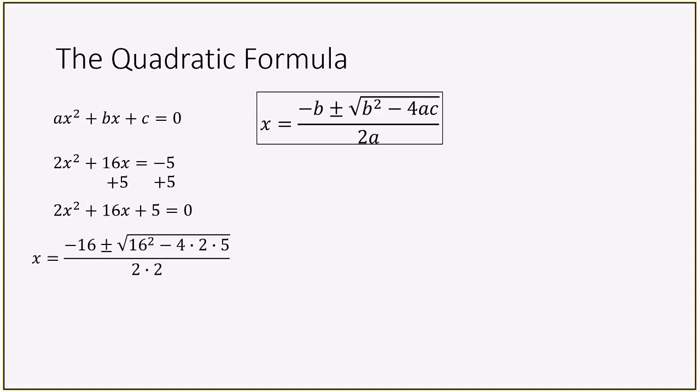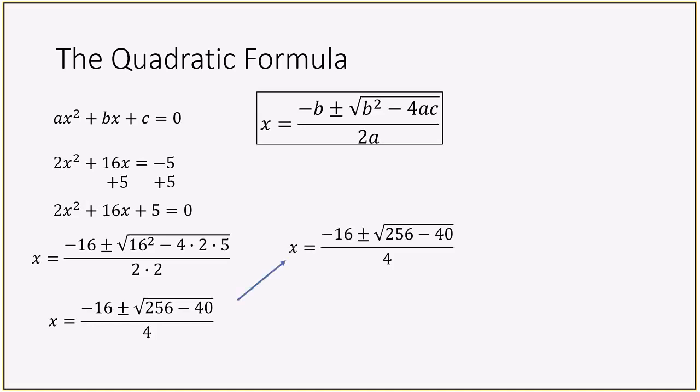And then from there on out, if I'm trying to solve for x, I'm just going to do order of operations. So I'm going to square my 16, and I'm going to multiply 4 times 2 times 5. So I have the square root of 256 minus 40, all square rooted, and then negative 16 plus or minus all over 4. Well, I'm going to subtract those things in the square root. So I subtract things under the square root, and now I'm going to stop.